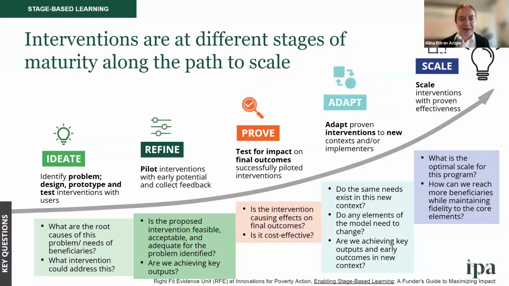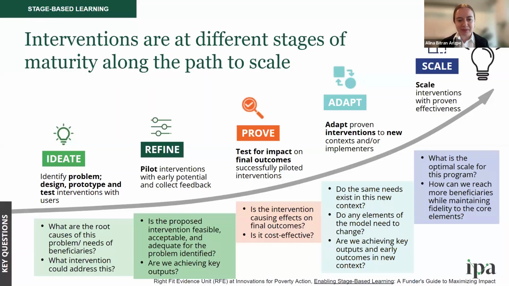Next, we move on to the refinement stage. Once we have an understanding of problems and root causes, we start thinking about potential interventions that could address these problems and whether these interventions might be feasible, acceptable, and adequate for the problem identified. Following this refinement stage, and once we have more information, we move over to the proof stage. This is where we're actually testing for impact on final outcomes and also thinking about cost effectiveness. So this is where that rigorous evidence is being developed.